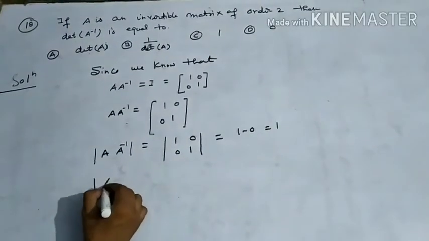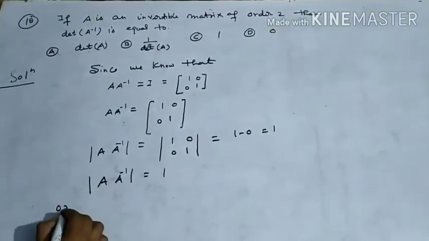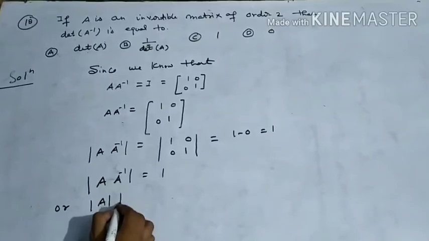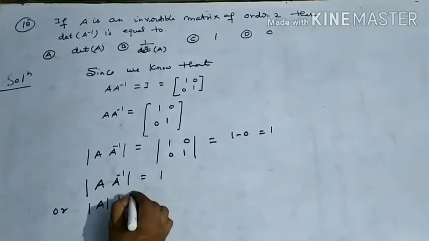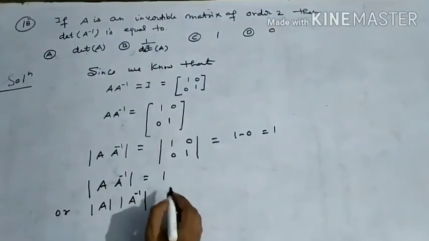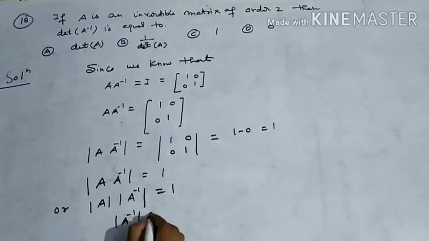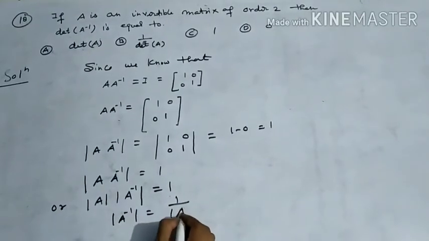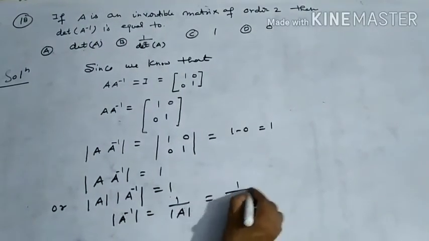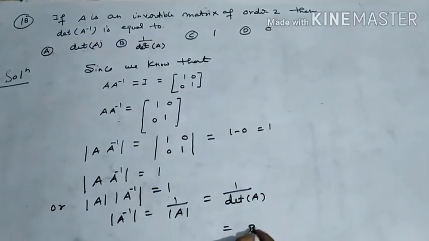So determinant of A into A inverse is 1, or we can write determinant A into determinant A inverse, because A is an invertible matrix. So this is 1, and determinant of A inverse is equal to 1 upon determinant of A. So option B is correct.